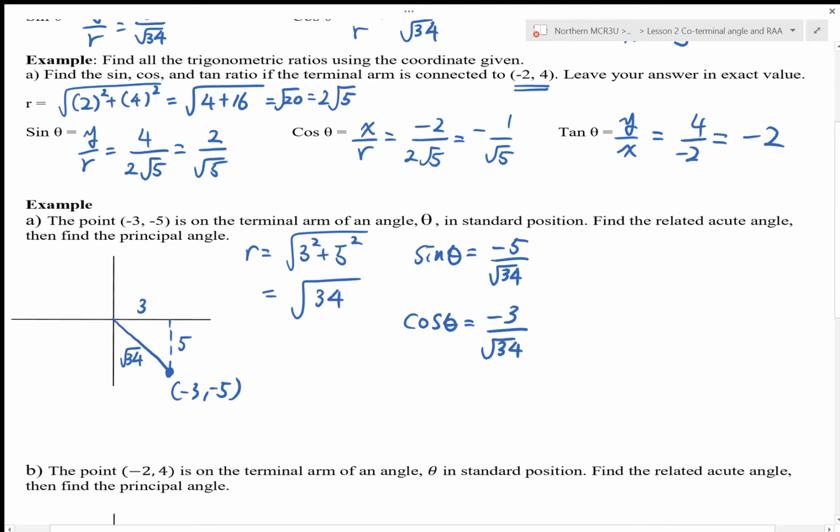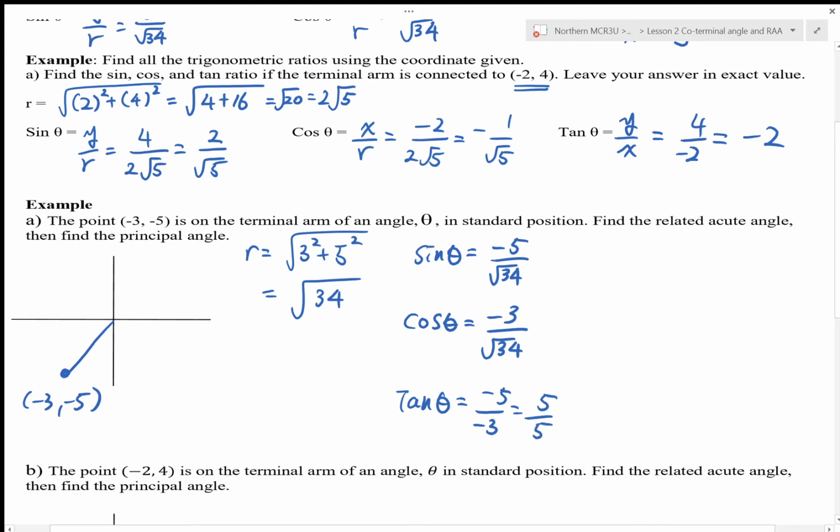Oh, did I put the point wrong? Oh, I put the point wrong. Sorry, my bad. Okay, so then it will be here. So (-3, -5). It's in the third quadrant. Then tangent theta will be -5 over -3, which gives me 5 over 3.